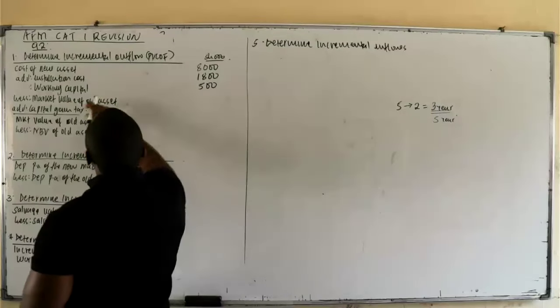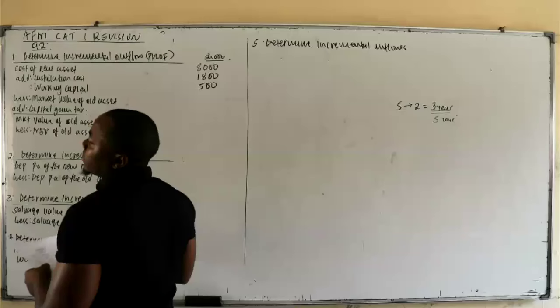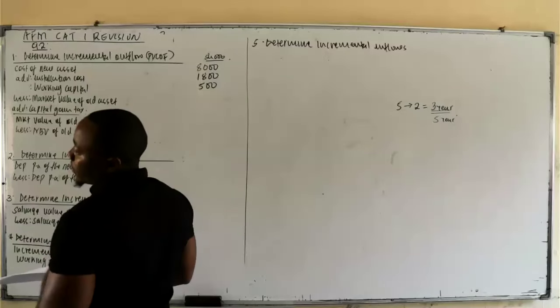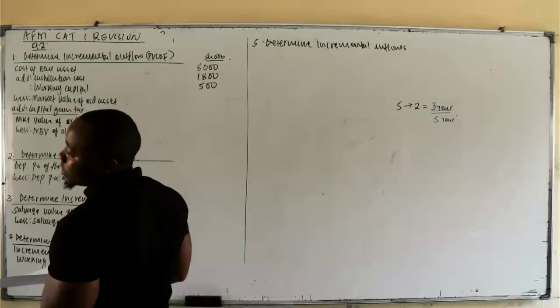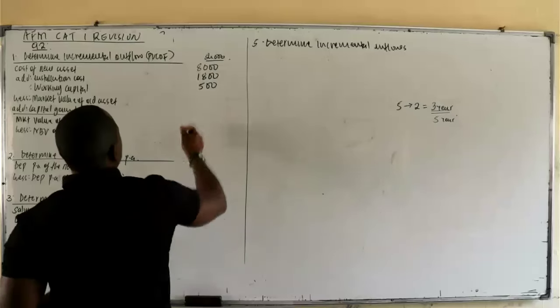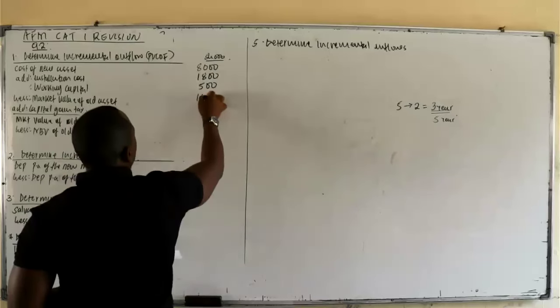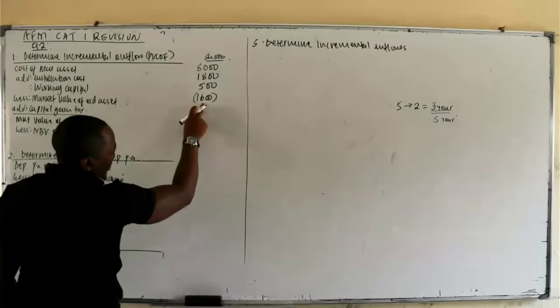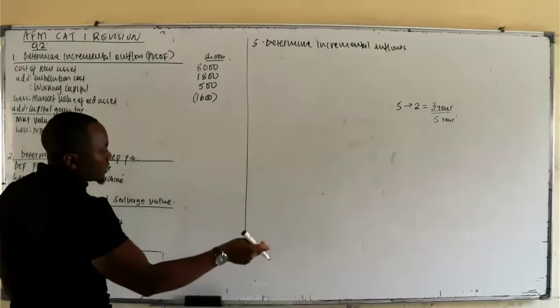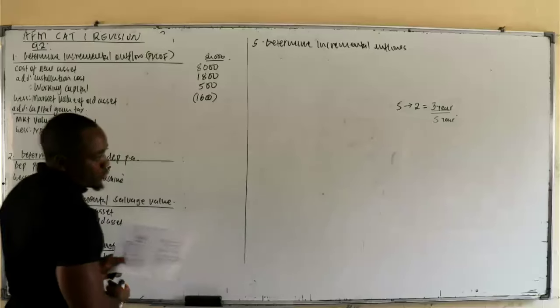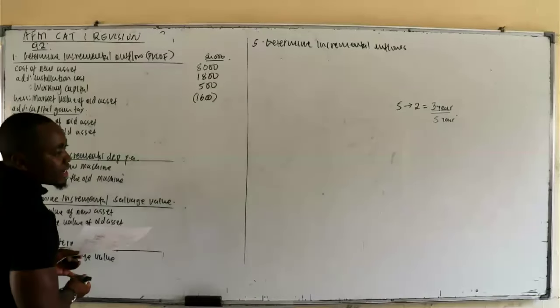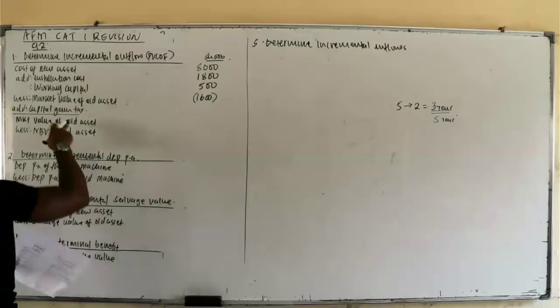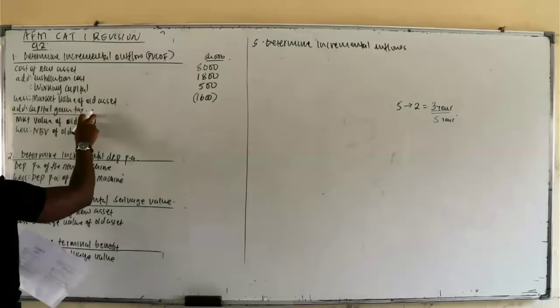500. Then you deduct the market value of the old asset. That means if we sell the old asset now, we are going to get some cash. Therefore, it will reduce our financial burden. If we sell it now, how much is the current market value? 1.6. But if you sell it at a gain, you'll have to pay the capital gain tax, which is an outflow. So that's why we add the capital gain tax.